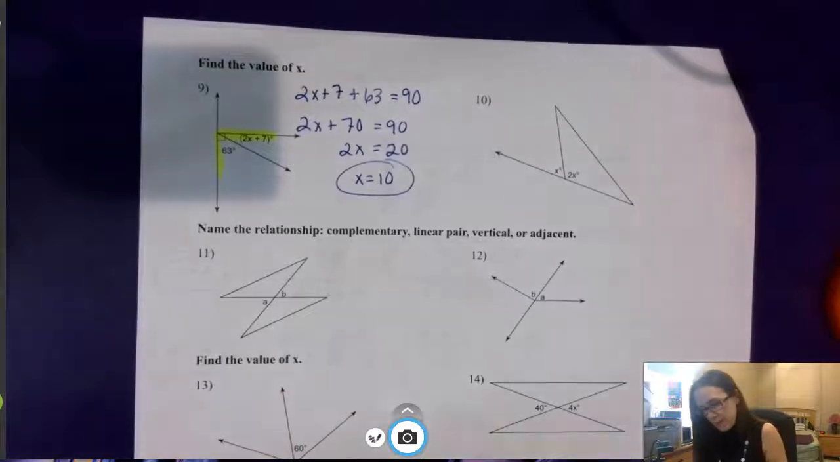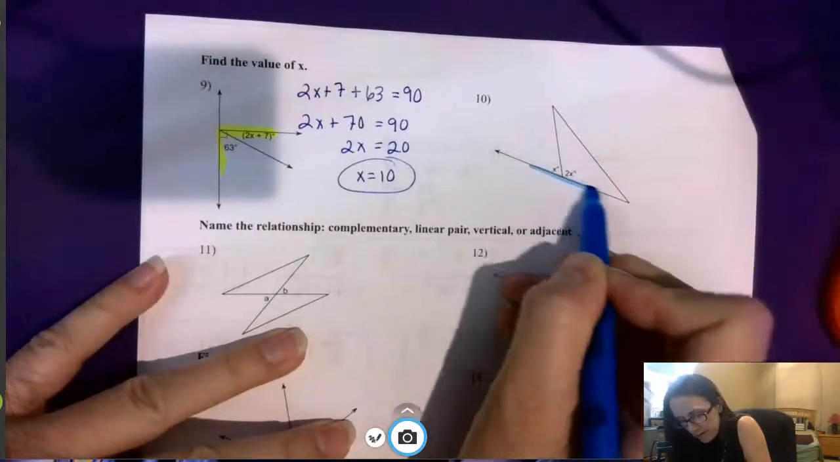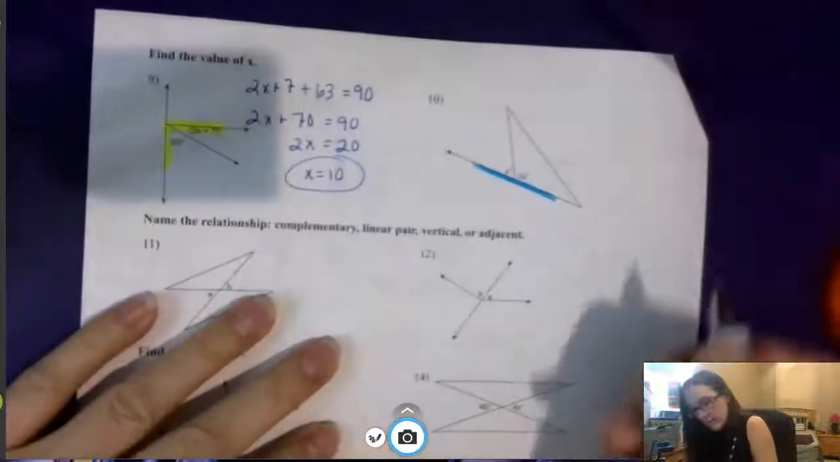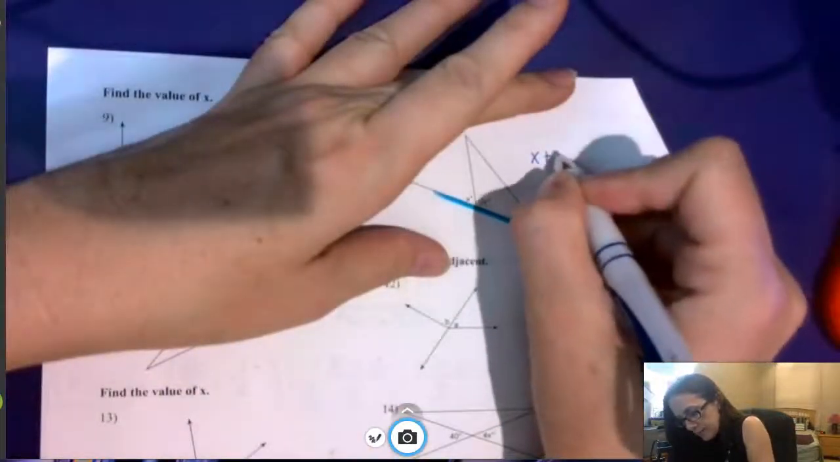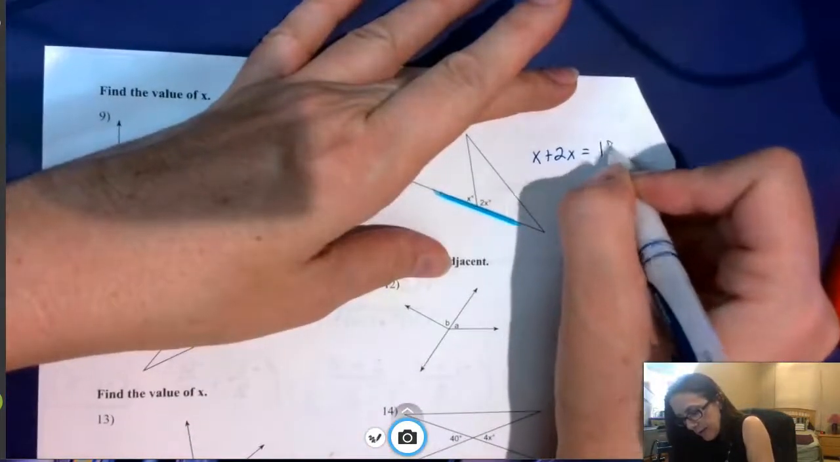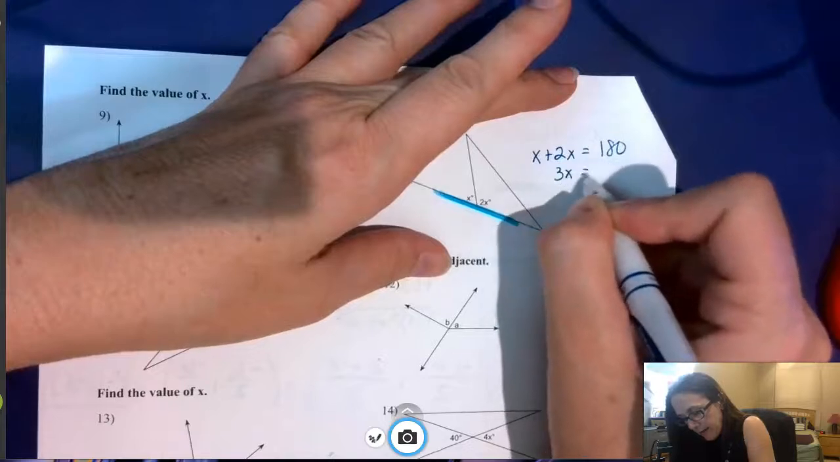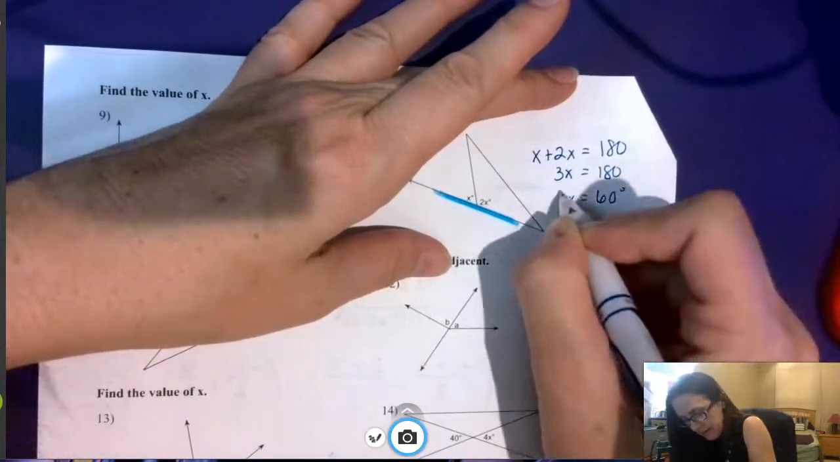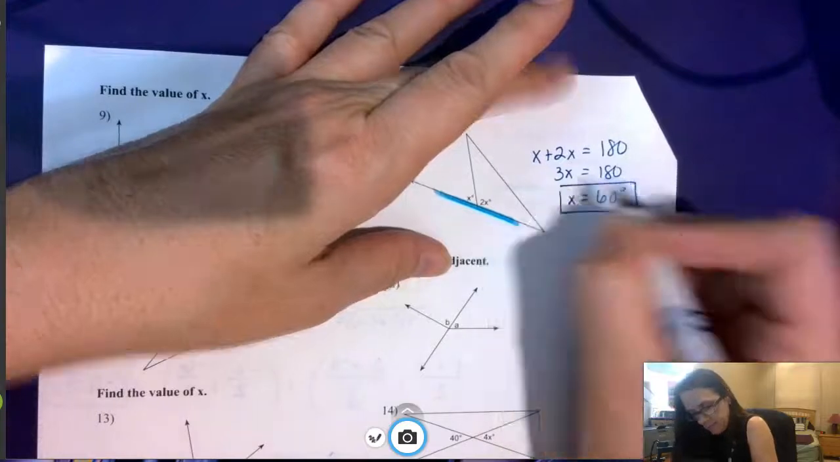Over here, these two again form a straight line, so those have to add up to 180. So I have x plus 2x equals 180. 3x equals 180. x equals 60 degrees. There we go.